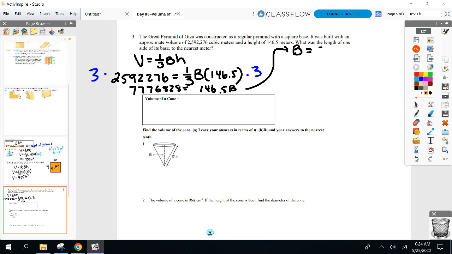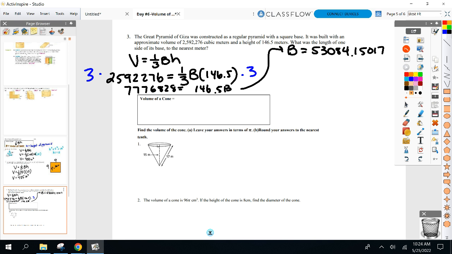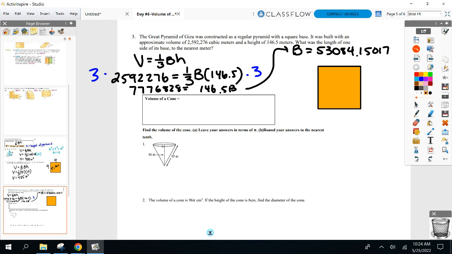And here's the area of the base, 53,084.15017. There's the area of the base. Again, not perimeter, not like the last problem. Here's the area of the base. The area is equal to this right here.